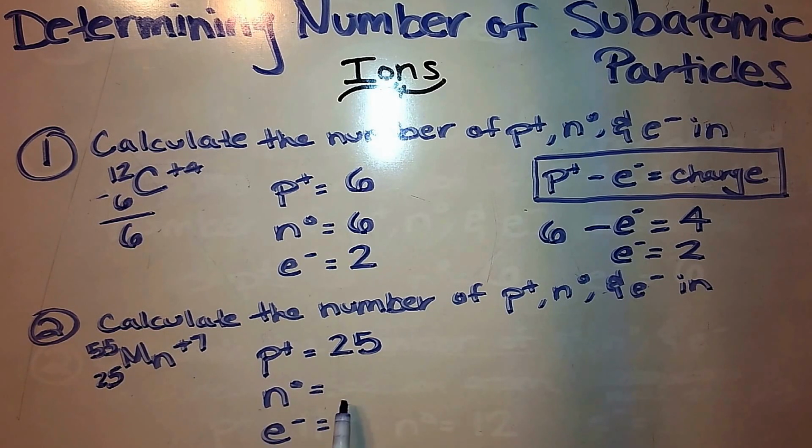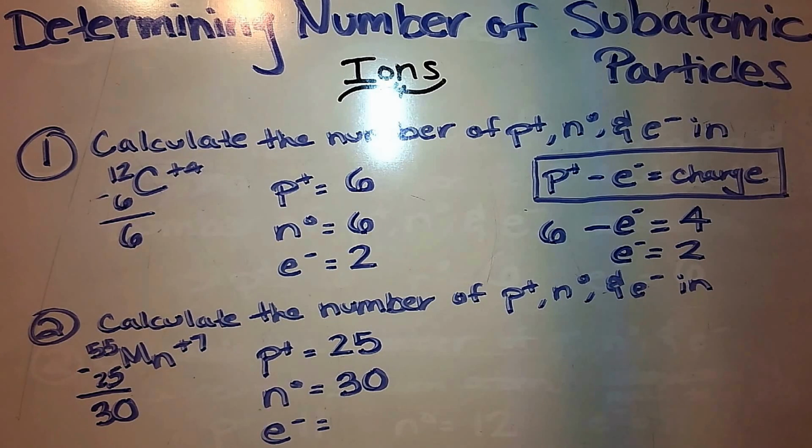So now with the number of neutrons, I'm going to take my mass number and subtract out my atomic number. So 55 minus 25 will give me 30. So I have 30 neutrons.